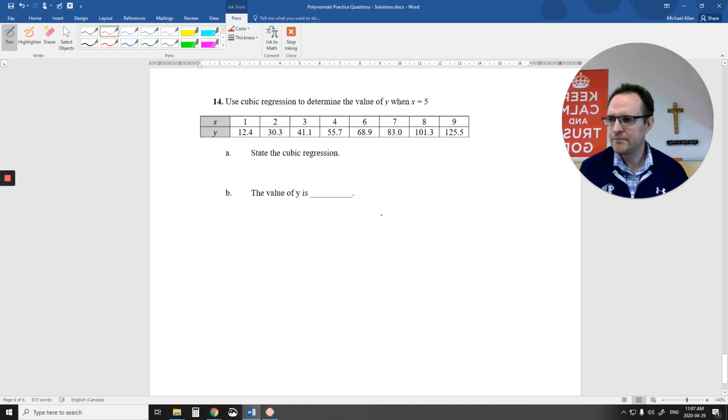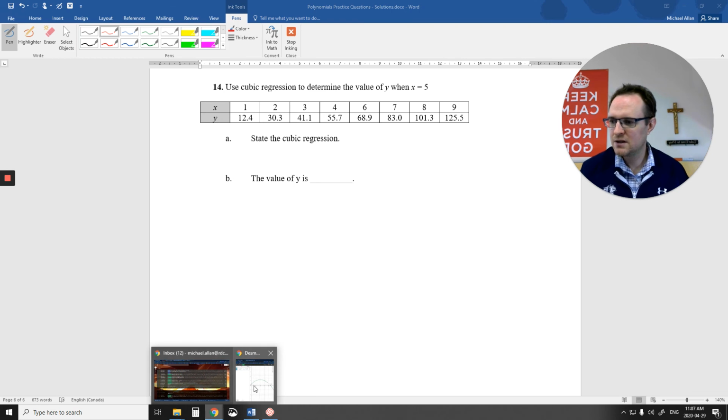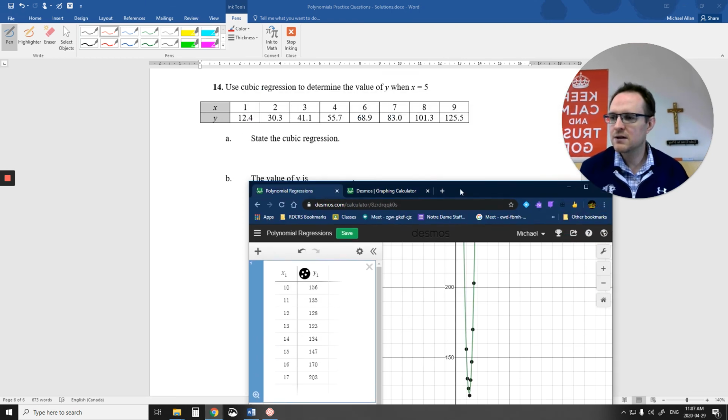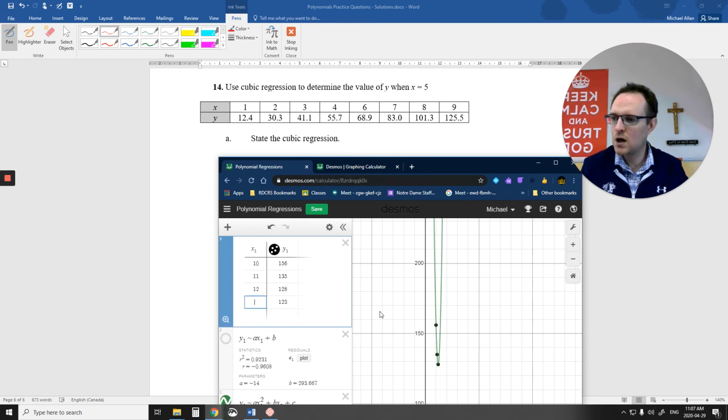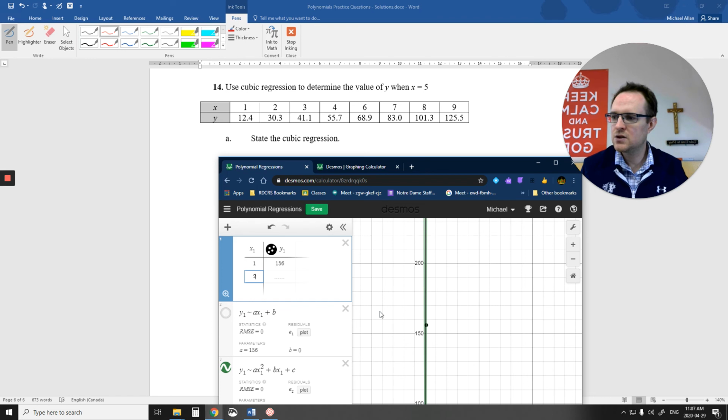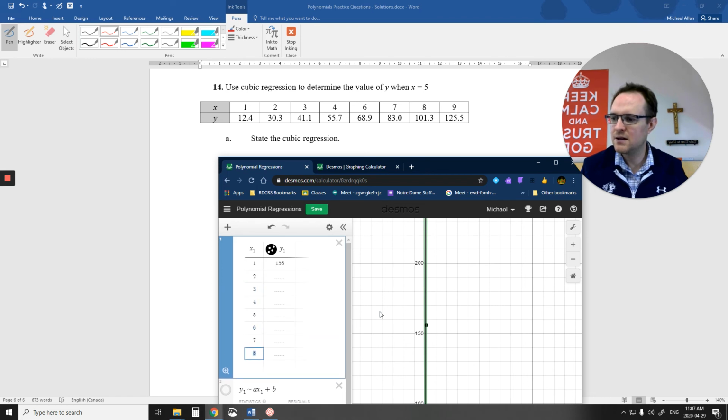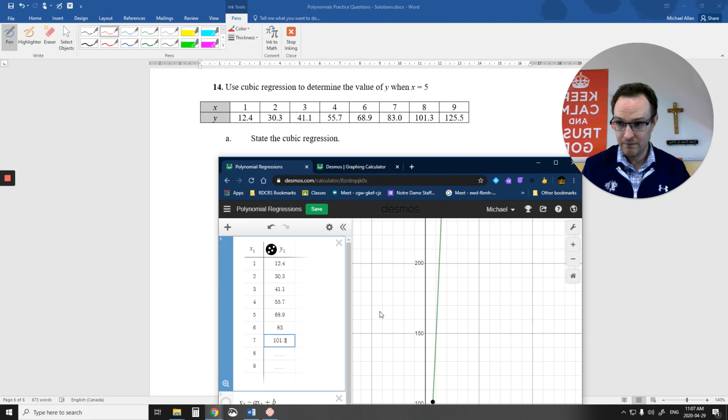Cool. Looks pretty good. And the last one here, we're just going to do regression. So I'll pull up my regression calculator and just type these numbers in. Delete, delete, delete, delete. 1, 2, 3, 4, 5, 6, 7, 8, 9. So that's awesome. And 12.4, 30.3, 41.1. It says in the question we're going to do a cubic regression, so that's good to know. They're just telling us what to do, even though one might be better than the other. Sometimes they just tell us.